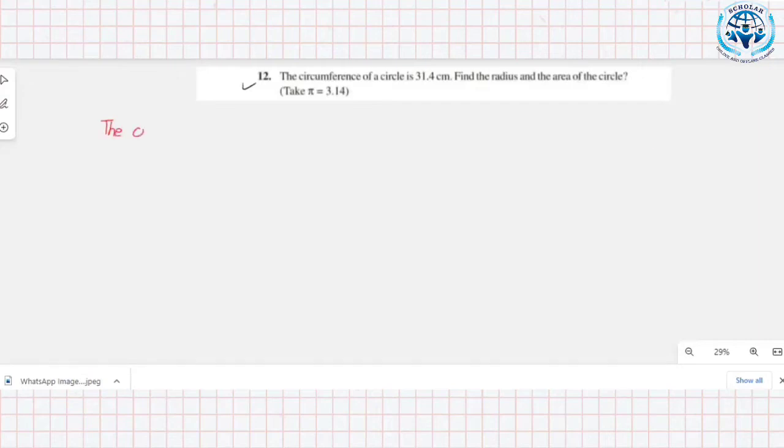Question number 12. The circumference of a circle is 31.4 centimeter. Find the radius and the area of the circle. Circumference is given. We will find out the radius by equating the formula with the given circumference.